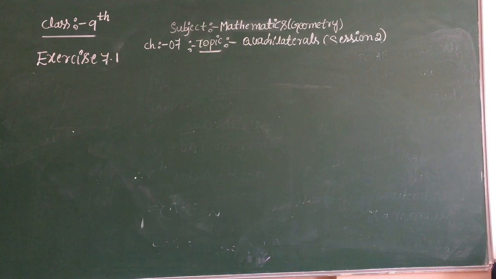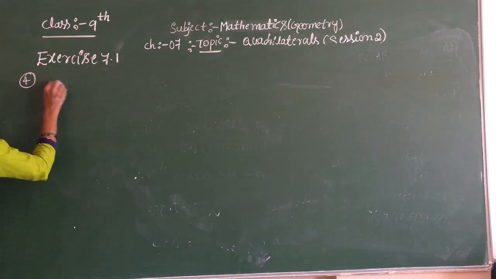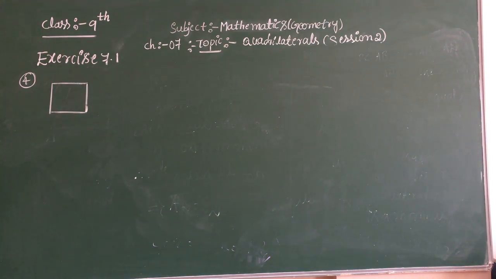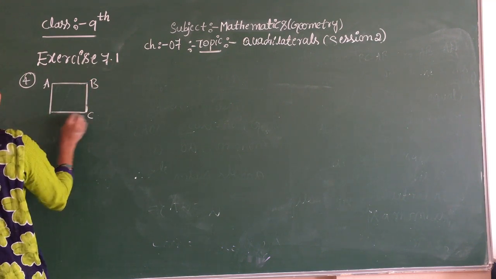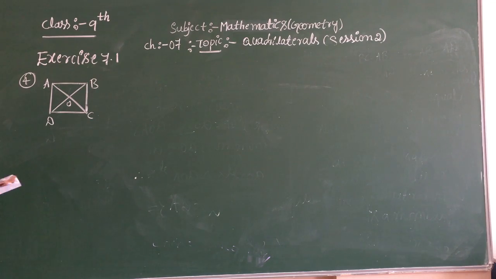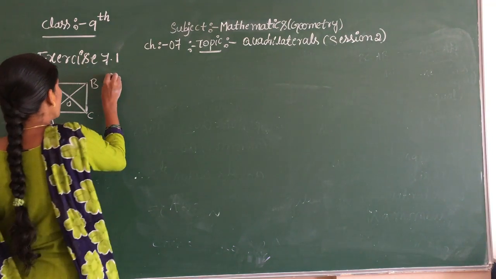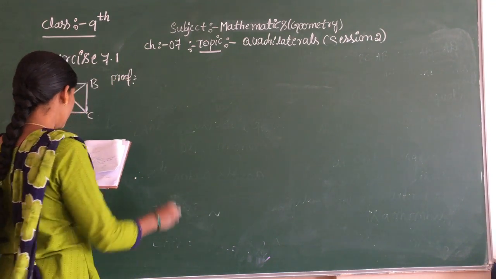Let's move that. We should draw one square. We should give that name A, B, C, D. The bisecting point is that. This is O, the bisecting point. So we should prove the solution. ABCD, in a triangle.